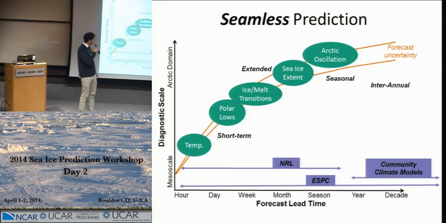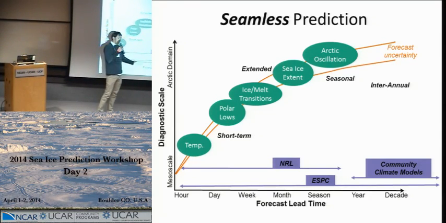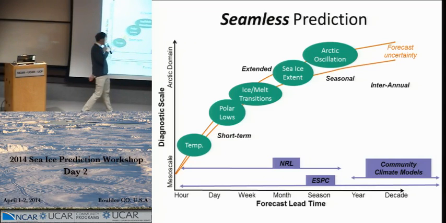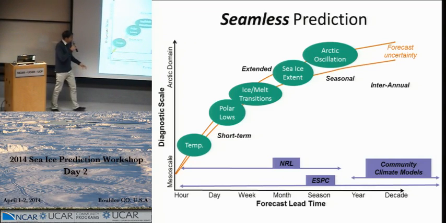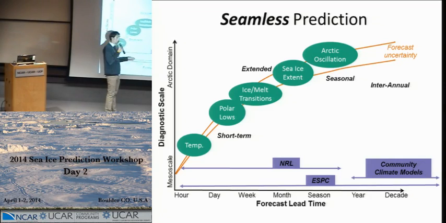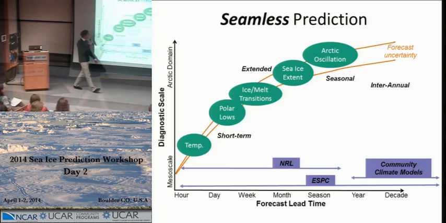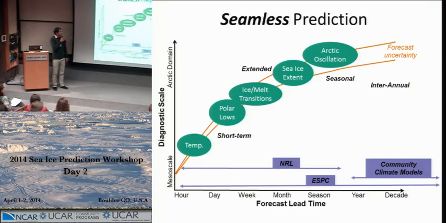NRL Monterey right now is doing weekly forecasts. In an operational sense, they're doing 16-day forecasts for ensembles to get more probability. And eventually, we're currently diagnosing the models up to a month forecast time. And when I say NRL, I mean NRL Monterey with some collaborations with NRL's Stennis.